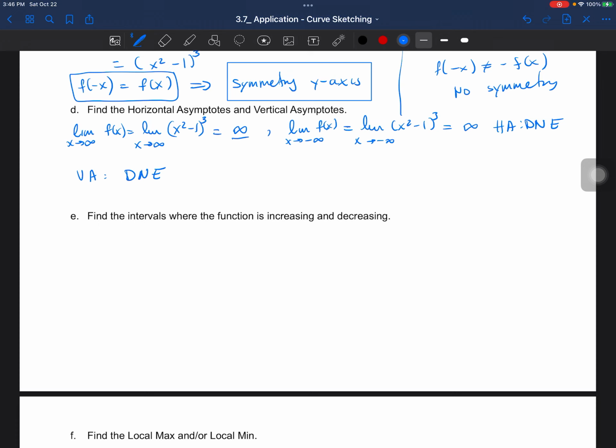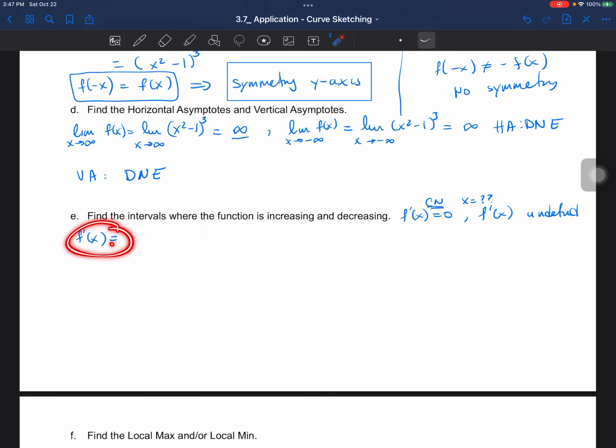The next one is to find where the function is increasing or decreasing. So we know that we have to create a number line, and we use the number line to separate it using the critical numbers, right? Critical numbers are found whenever the derivative is 0 or undefined. The critical numbers are x values that make the following true. So let's jump in with that first.